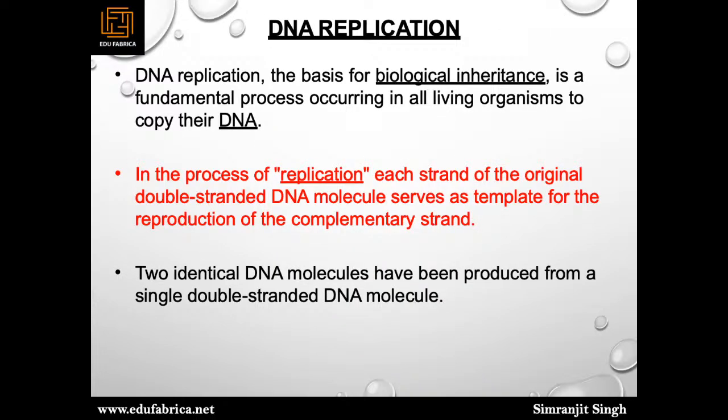Now comes the other part, that is DNA replication. As we know, in our body as human beings, DNA replication is the basis for biological inheritance. It is a fundamental process occurring in living organisms to copy their DNA. In the process of replication, each strand of the original double-stranded DNA molecule serves as a template for the reproduction of the complementary strand. So two identical DNA molecules are produced from the single double-stranded DNA molecule. So this is semi-conservative in nature.